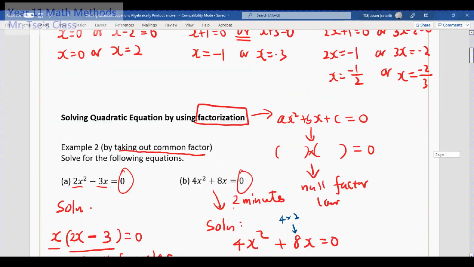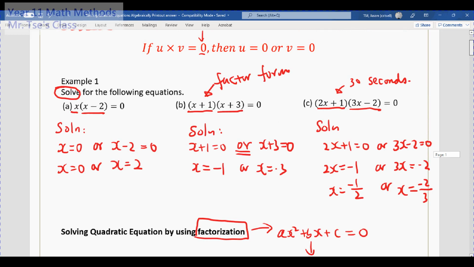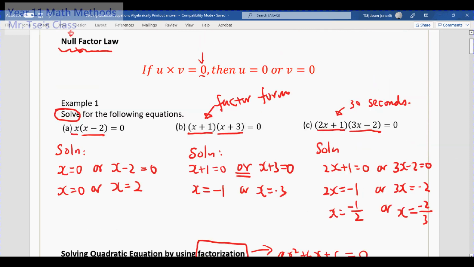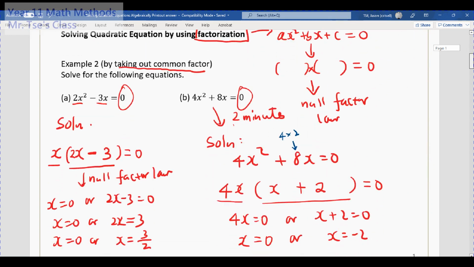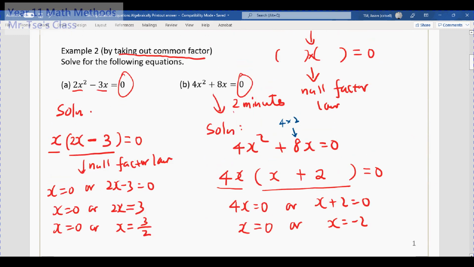Okay, guys, welcome to our second video of quadratic equations. In our first video, we tried to apply the Null Factor Law to solve some of the quadratic equations. To use the Null Factor Law, you must have two factors multiplied together equals 0. So that's why sometimes we have to factorize the quadratic equation first.